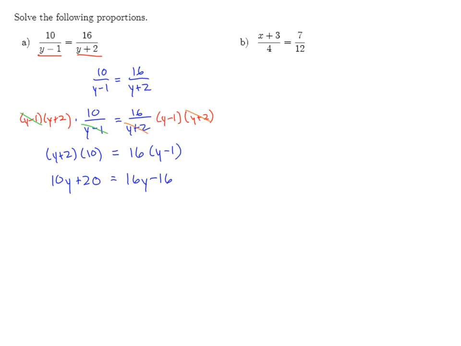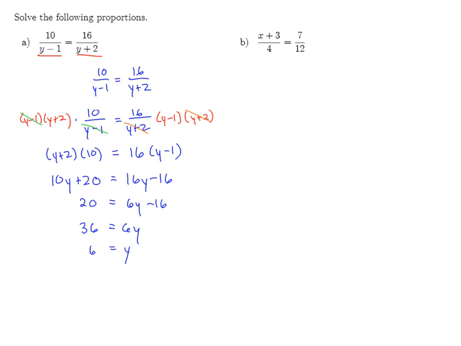Now I want to get all terms containing y on one side and all constant terms on the other. To do that, I'm going to subtract 10y from each side. So I'll have 20 equal to 6y minus 16. And then I'll add 16 to each side to get all constant terms on the left side. So adding 16 to each side, I'm going to get 36 equal to 6y. And then as a last step, I'll divide each side by 6, so that'll give me 6 equals y.